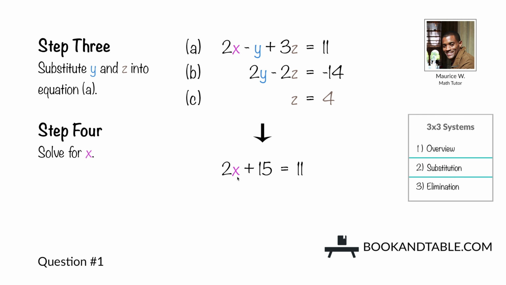And now to solve for x, we'll subtract 15 from both sides, showing us 2x is equal to 11 minus 15, which would be negative 4. And to remove this coefficient of 2, we divide both sides by 2, giving us x is equal to negative 4 divided by 2, which would be negative 2. So now we've found x, y, and z for this system. The solution would be x is negative 2, y is negative 3, and z is equal to positive 4.